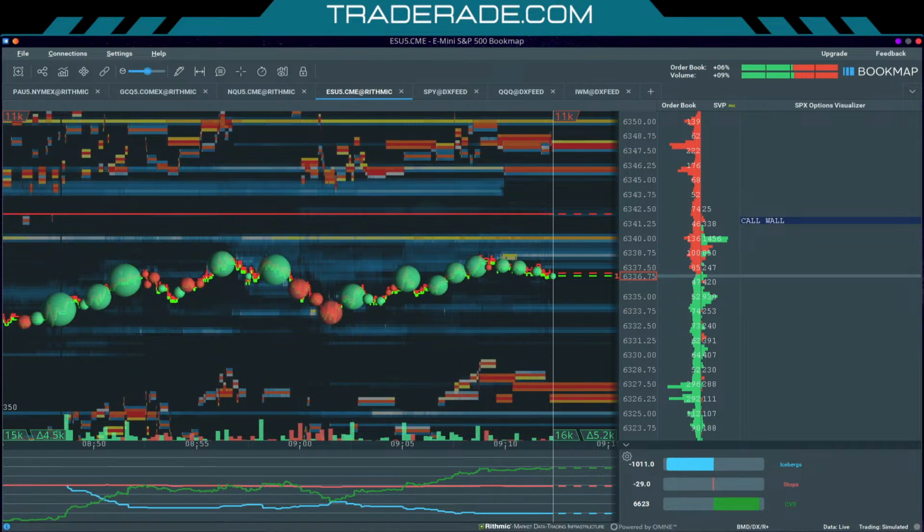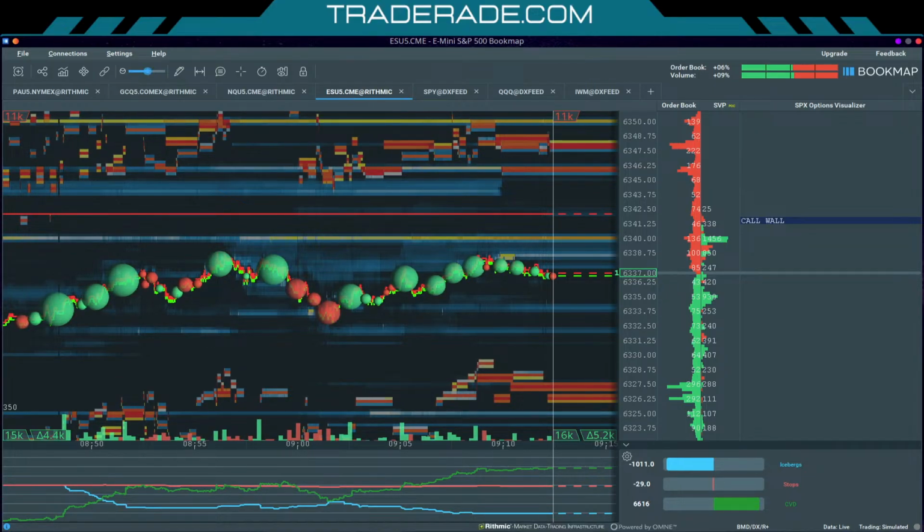So prepare for a day with a fair amount of different cross currents in the headlines. That's really the key takeaway here.